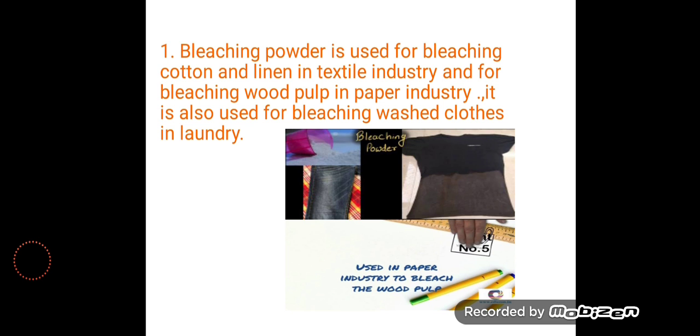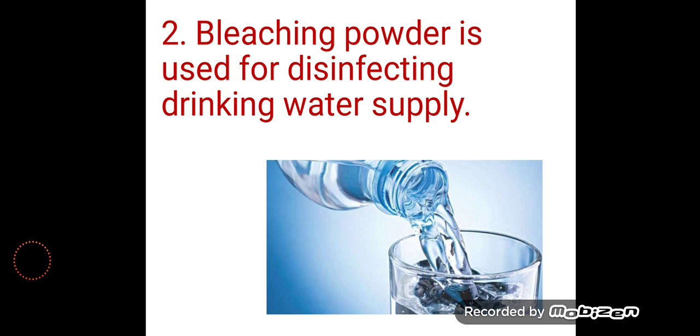Bleaching powder is used for bleaching cotton and linen in the textile industry and for bleaching wood pulp in the paper industry. It is also used for bleaching washed clothes in laundry. And bleaching powder is used for disinfecting drinking water supply.